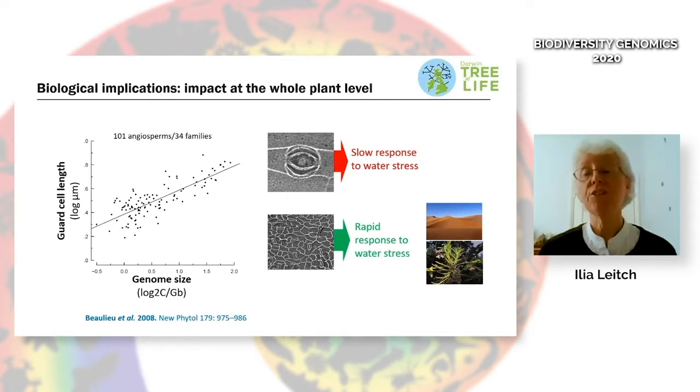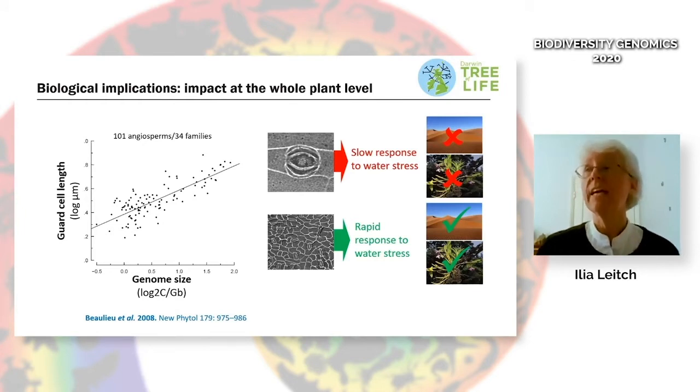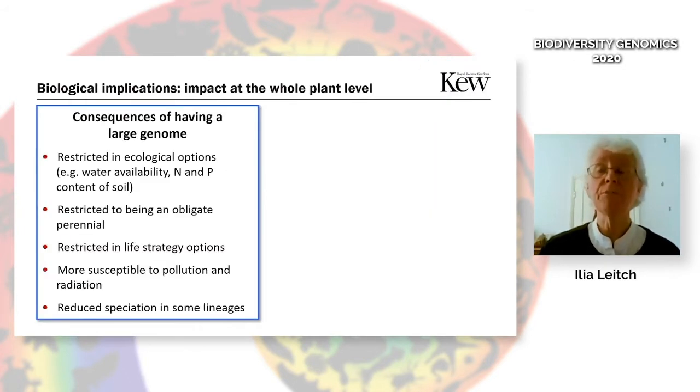But because of that relationship between genome size and guard cells, we see that also the plants growing in these environments have small genomes, whereas species with big genomes appear to be excluded from these sorts of environments. And indeed, as the number of studies have increased, it is clear that actually having a big genome appears to impose particular constraints on where plants are able to grow and compete.